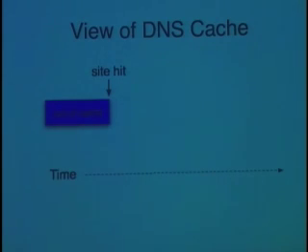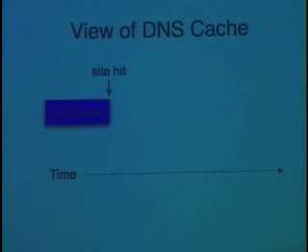So in the view of a particular domain inside one particular DNS cache, we'll look at what exactly happens to the cache entry. So time moves here from left to right. And initially, no one has visited the site, so the entry is not in the cache. So this is the whole blue region.